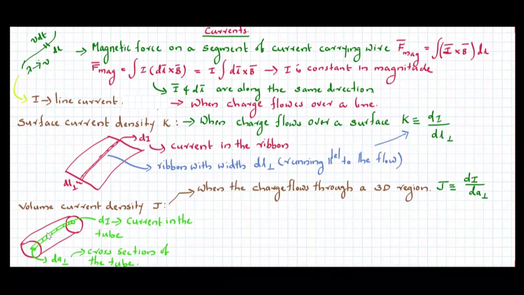Now let us go back to the surface current density. That is nothing but di by dl perpendicular. We can say it is the current per unit length perpendicular to the flow. In the same way, the volume current density J can be defined as the current per unit area perpendicular to the flow.